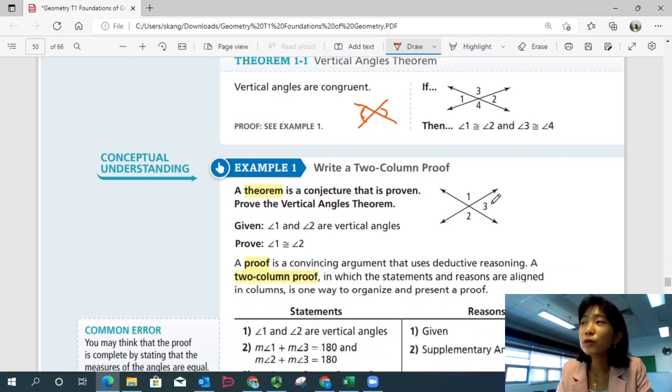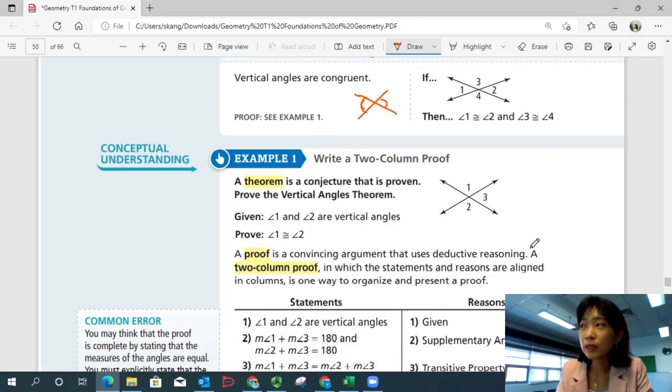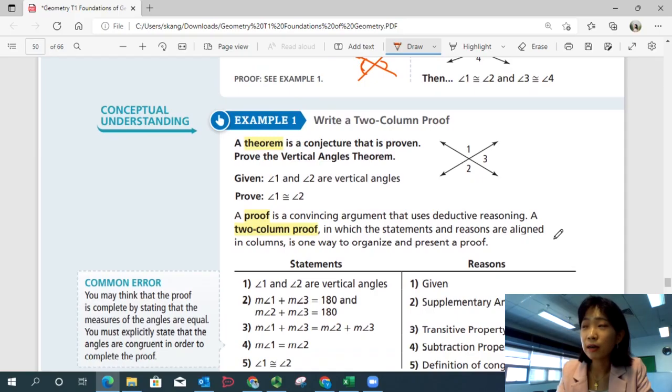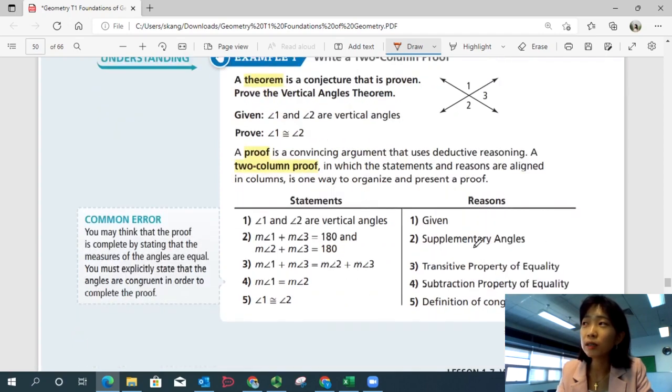And a proof is a convincing argument that uses deductive reasoning, using facts. A two-column proof, in which the statements and reasons are aligned in columns, is one way to organize and present a proof. This is the first type of proof that we're going to look at. Two-column proof. You have two columns, with the first column being the statements, and the second column listing the reasons. Okay, very obvious, and it's very clear.